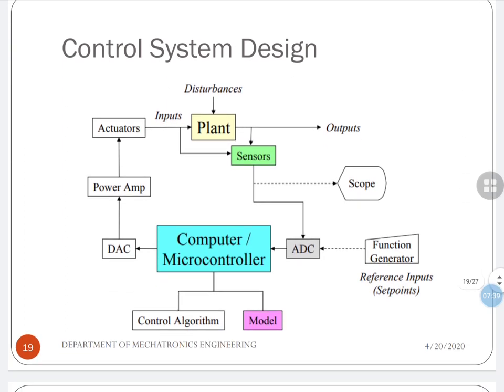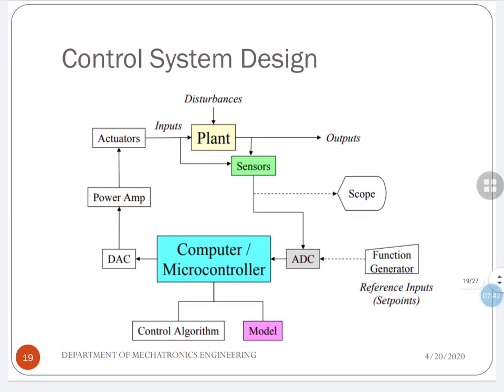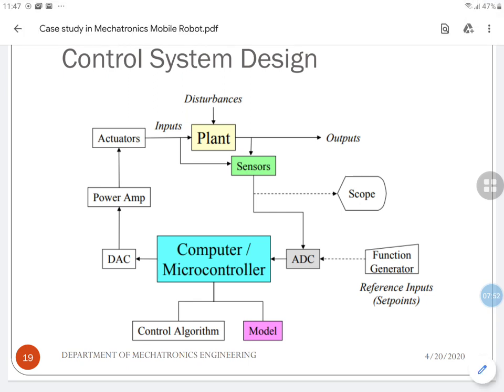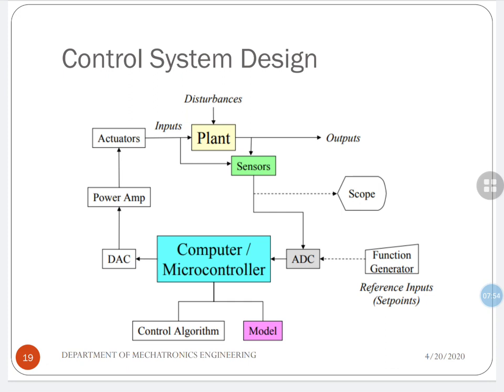So this is control system design. This is the basic model of a control system, which is a computer or microcontroller, which is the center of the control system, and it controls the plant via actuators. The actuators are powered by a power amplifier, which receives power from a DAC.